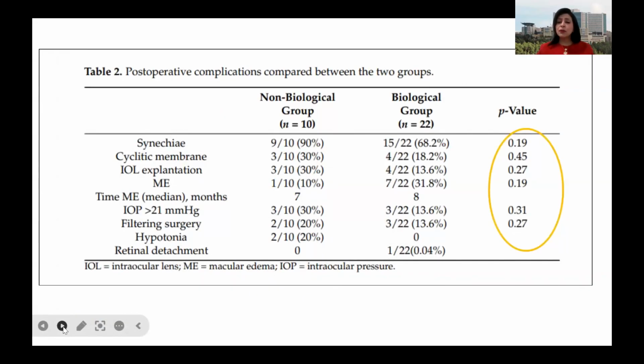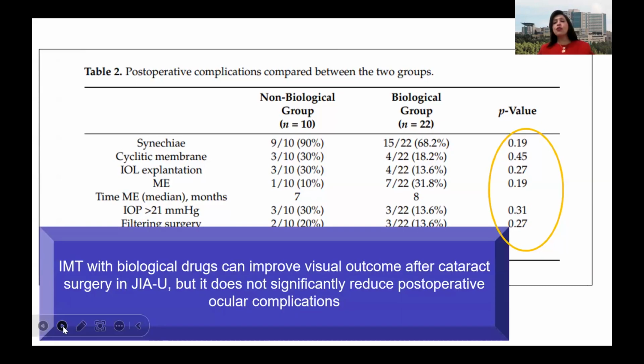Here we see the post-operative complications between the two groups, and as you can note, there was no statistically significant difference between the two groups. And actually, the two groups did develop serious complications in significant percentages of eyes. Look at the synechiae, cyclitic membrane, IOL explantation, macular edema, filtering surgery, and retinal detachment. So the authors concluded that IMT with biologic drugs can improve the visual outcome after cataract surgery, but it does not significantly reduce post-operative ocular complications.